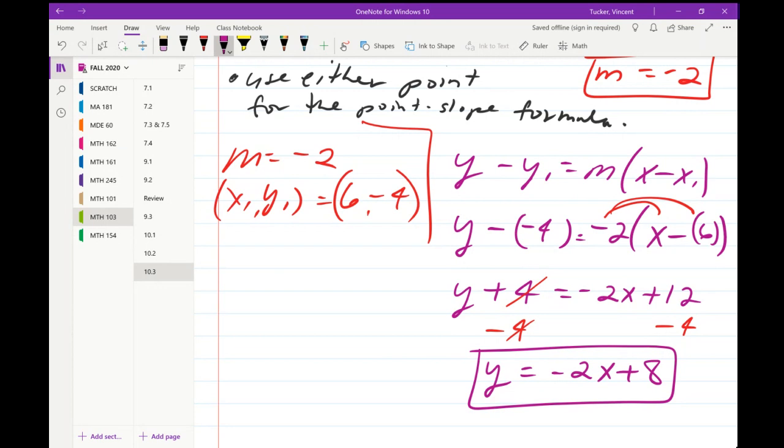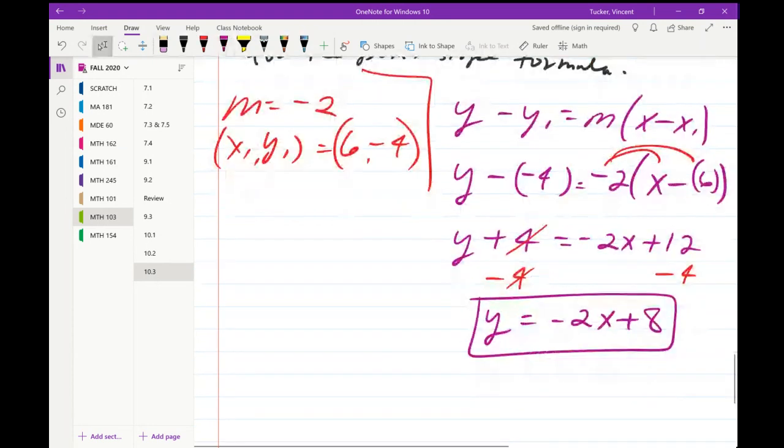All right. Questions before we look at this last example?